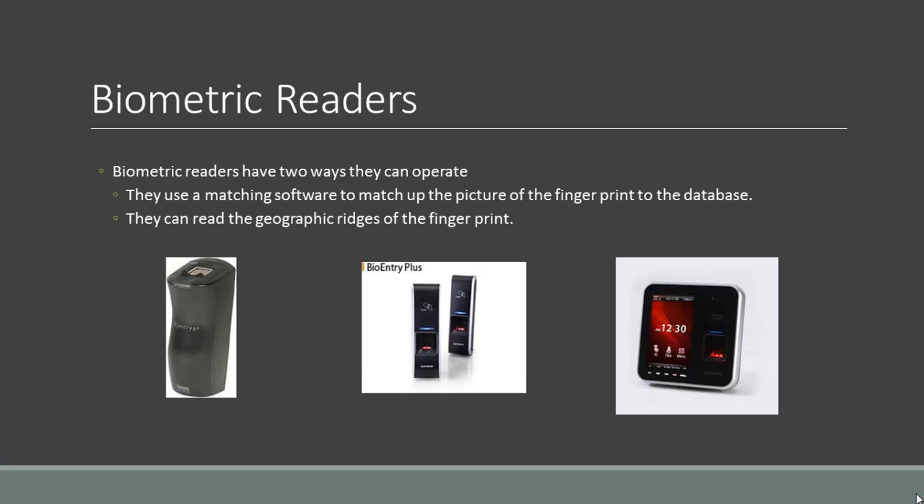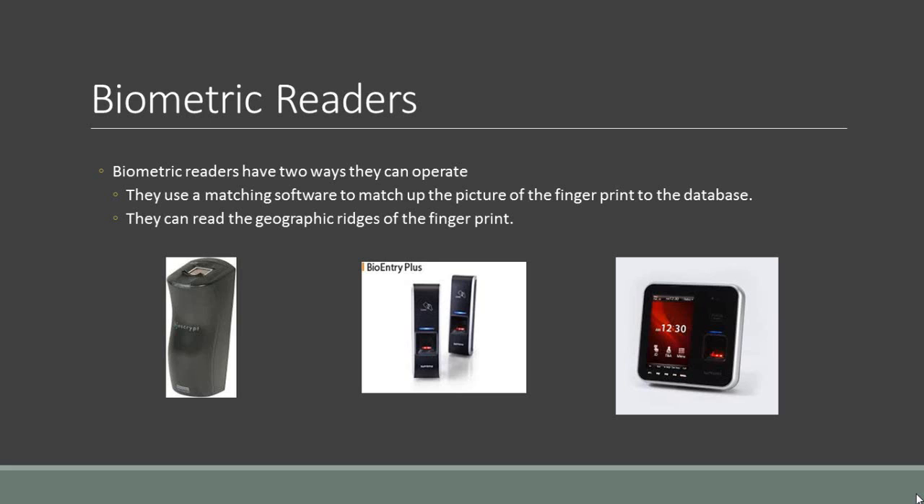Biometric readers. These readers have two ways in which they operate. The biometric reader on the left reads a fingerprint. The way that this device works is it uses matching software to match a two-dimensional picture of the fingerprint into the database, whereas the middle and right side read the geographic ridges of the fingerprint.